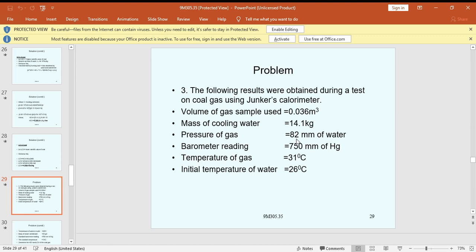The following figures were obtained during a test on coal gas using a Junker gas calorimeter. The volume of the gas sample is 0.036 meter cube, the mass of cooling water is 14.1 kg, the pressure of the gas is 82 mm of water, and the barometer reading is 750 mm of mercury. The temperature of the gas is 31 degrees centigrade, and the initial temperature of the water is 26 degrees centigrade.